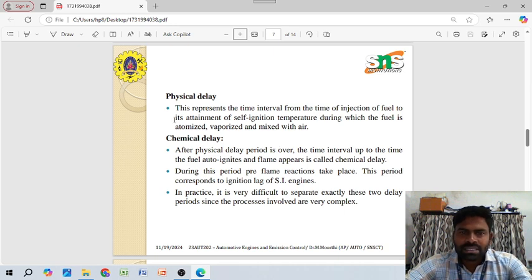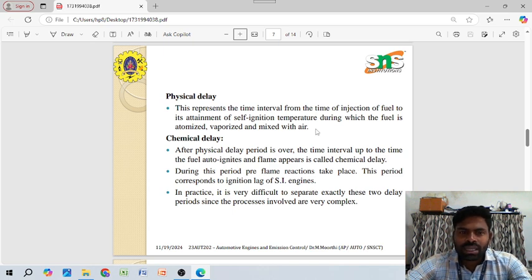The next one is the physical delay. This represents the time interval from the time of injection of fuel to its attainment of self-ignition temperature, during which the fuel is atomized, vaporized and mixed with the air. This is how the injected fuel is prepared during the physical delay period.